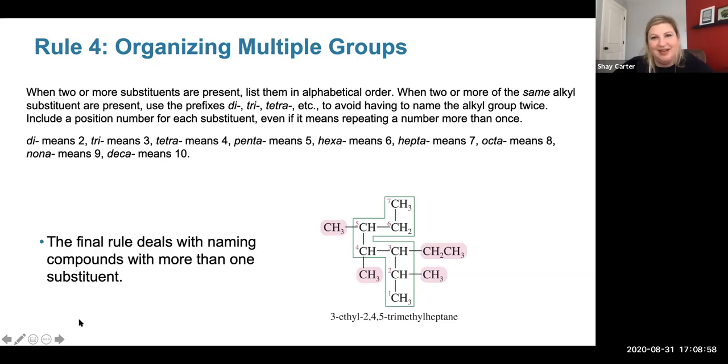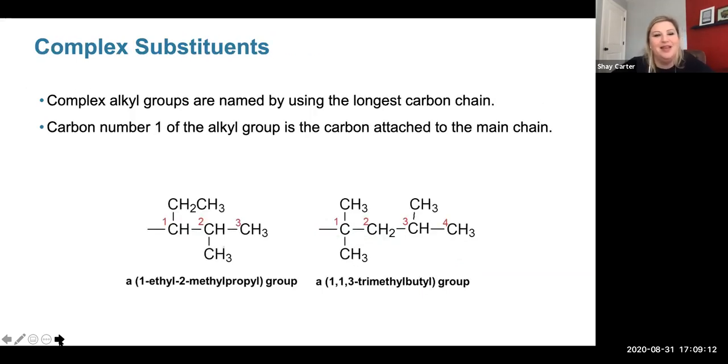Except in the case of isobutyl groups, okay? That's actually the name of the group. So that isobutyl group, we'd go by I, not B. Okay. So here's complex substituents. So complex alkyl groups are named by using the longest carbon chain. Carbon number 1 of the alkyl group is the carbon that is attached to the main chain.